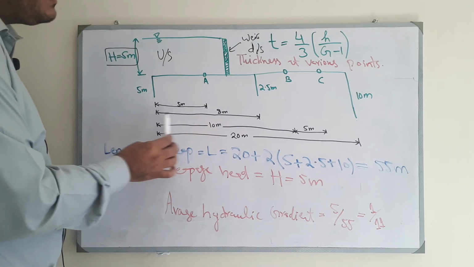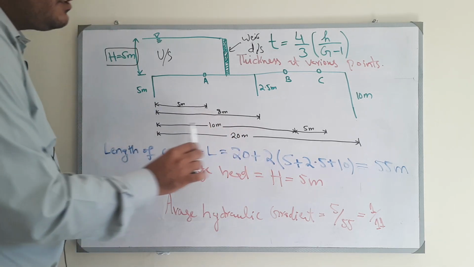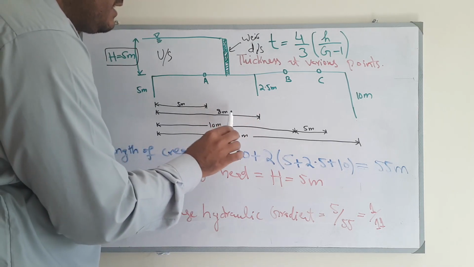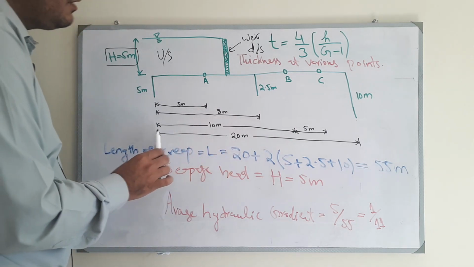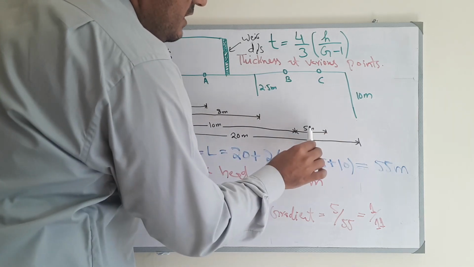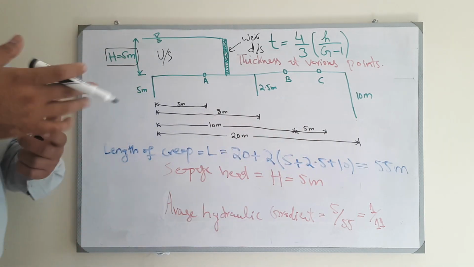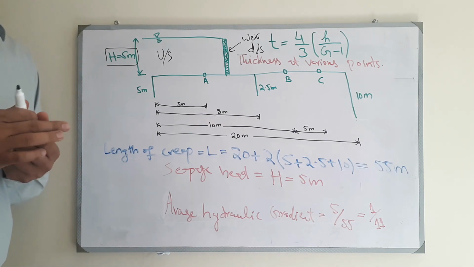From the upstream sheet pile to the intermediate sheet pile is 10 meter. From the upstream sheet pile to the intermediate sheet pile was 8 meter, and to point B was 10 meter, and now the total horizontal distance is 20 meter, and between point B and C is 5 meter. So our first task is always to find the creep length, which we have studied in the first part of the video.